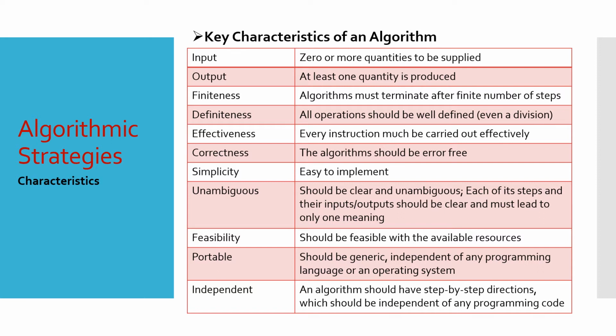And also it should have step-by-step directions, which should be independent of any programming code. So basically, I just want you to understand that when you're talking about an algorithm, it is not the program itself, right? It's about these characteristics I explained before, and it has to be completely independent, irrespective of whatever program and operating system we are using, and it should have clear step-by-step directions to achieve and complete the task.